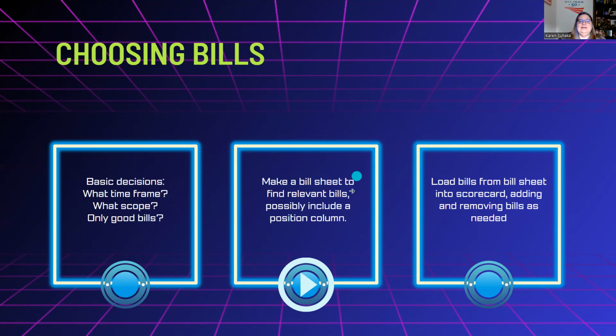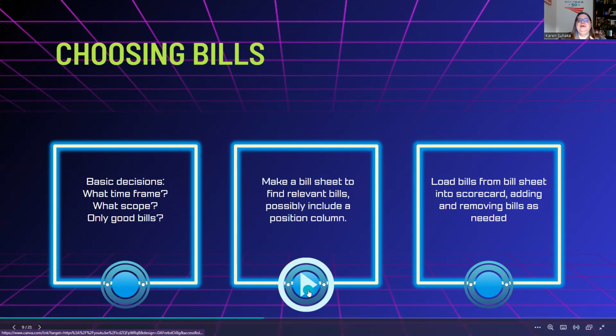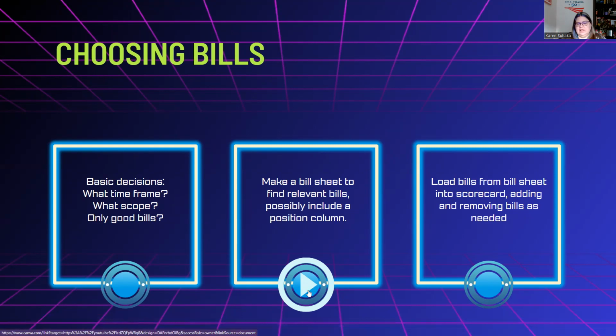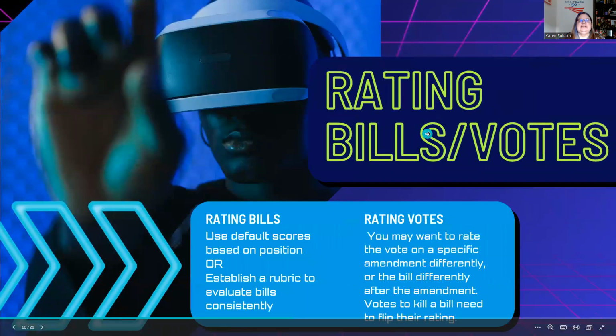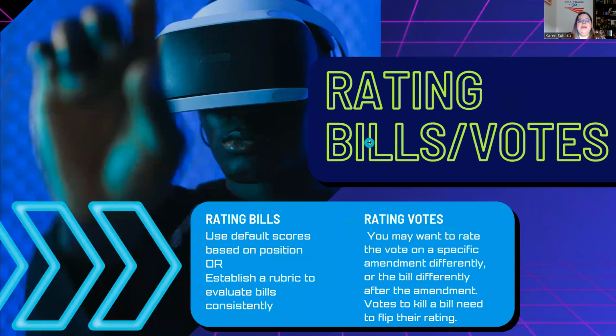Now, this little play button will remind you how to make a bill sheet and add the position column. So if you don't have a position column right now, this little video will help you get that added into your bill sheet. But let's go ahead and actually do it. Okay, so, oh, wait, sorry. One last thing about rating.